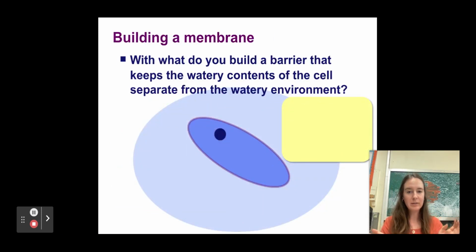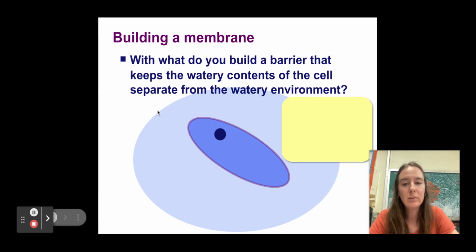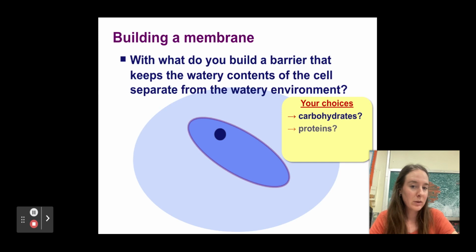If you had the option to build a barrier that keeps all the watery contents of the cell inside, separate from the watery environment outside. So inside the cell, we've got some water inside, and even outside the cell, cells are often bathed in water. And so, what kind of molecule should we build the membrane out of? Should we build it out of carbohydrates? Think about the structure of a carbohydrate. Should we build it out of proteins? Think about how these macromolecules will interact in water.